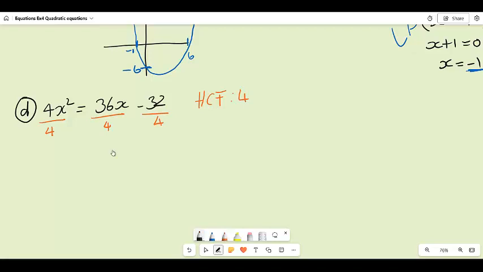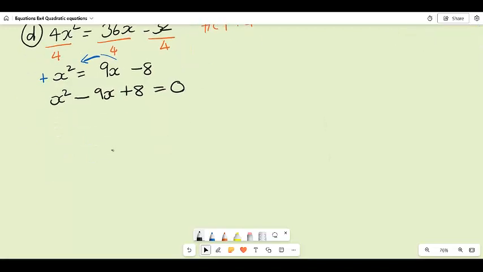Okay, so that means that I have x squared is equal to 36 divided by 4 is 9x, and 32 divided by 4 is 8. Now that I have that, I take everything to one side. Because this is positive, I'm going to take everything that way because I want a positive x squared. So that means I have x squared minus 9x plus 8 is equal to 0. Now I can do my two brackets, and that equals 0. I have x here and x here.